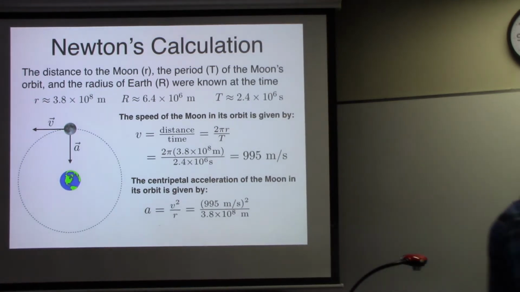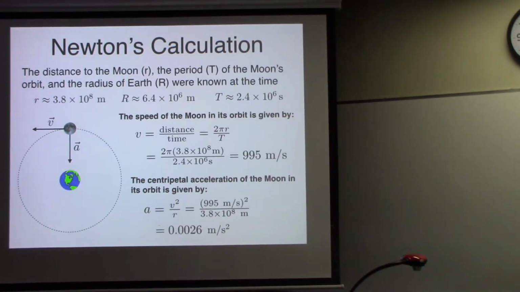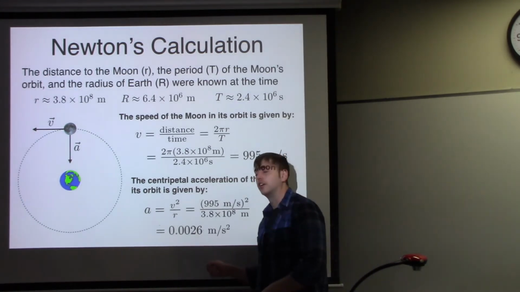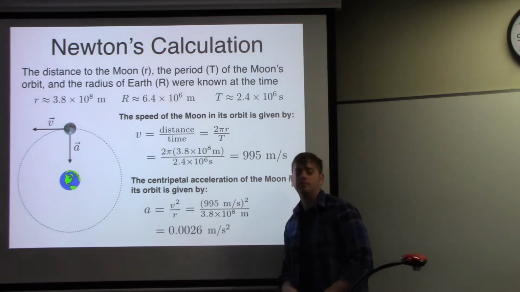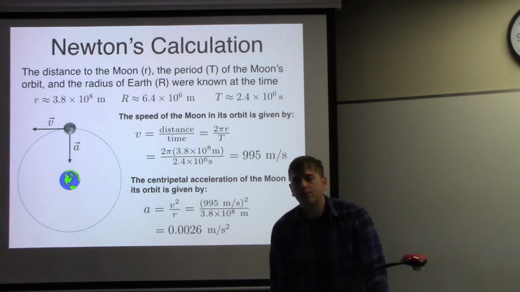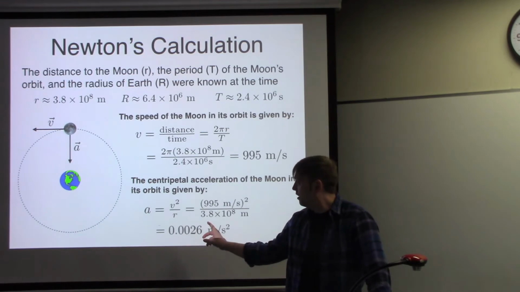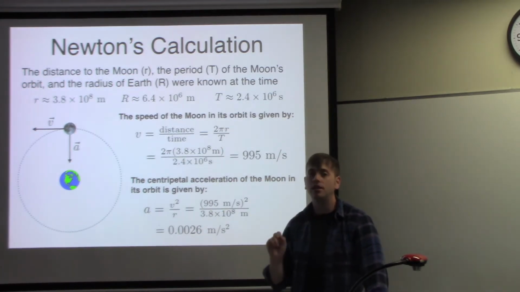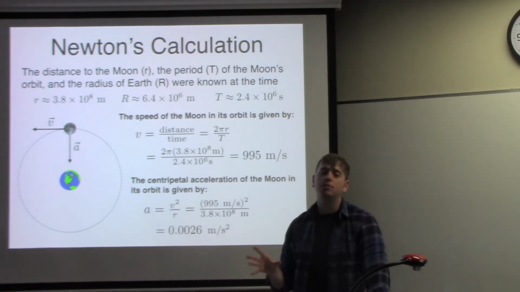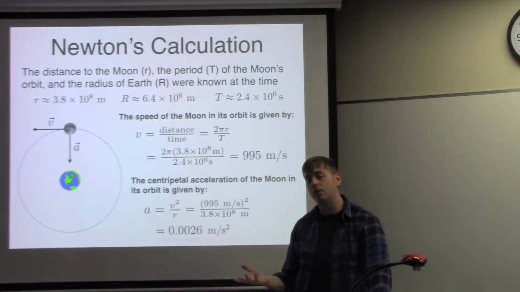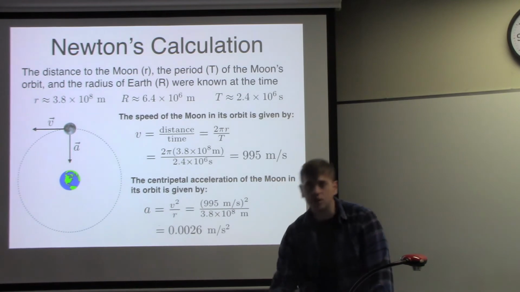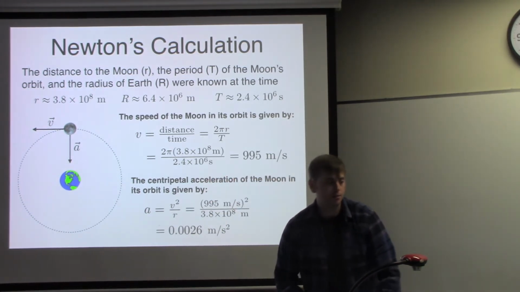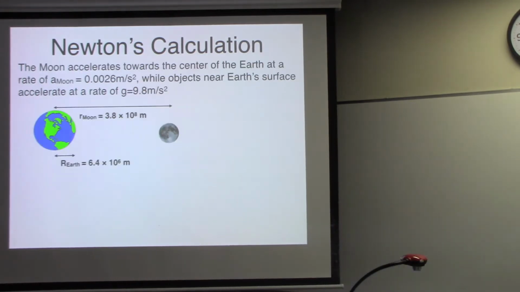What kind of acceleration do we get? It's actually not much at all. It's really small. It's 0.0026 meters per second squared. Okay, so we've got a number telling us what the acceleration of the moon as it travels in a circle around the Earth is equal to. What can we compare that number to? Well, we can compare it to what we call g, or the acceleration of free fall for something close to the Earth. So let's see how that works.